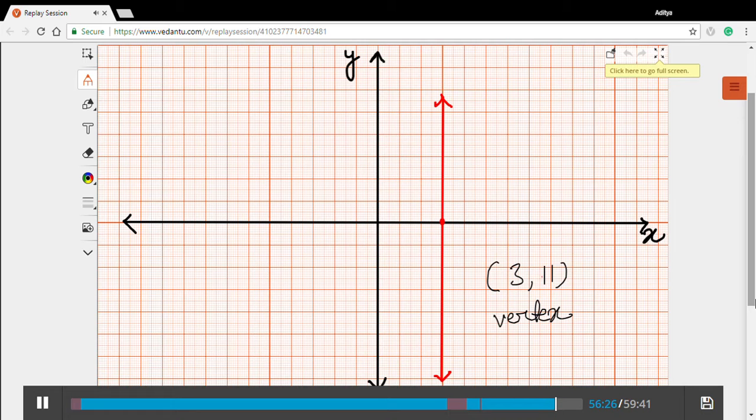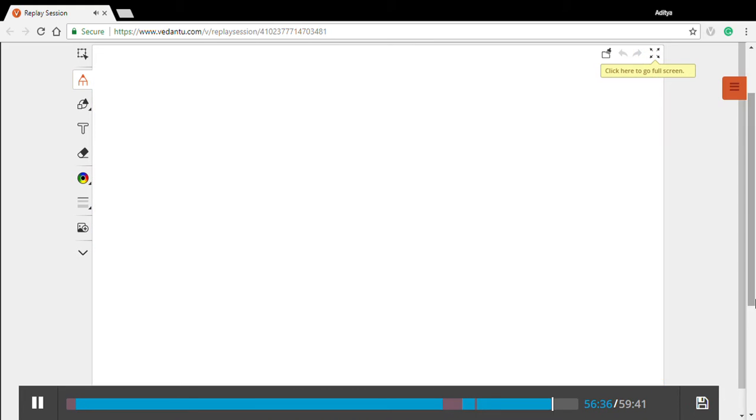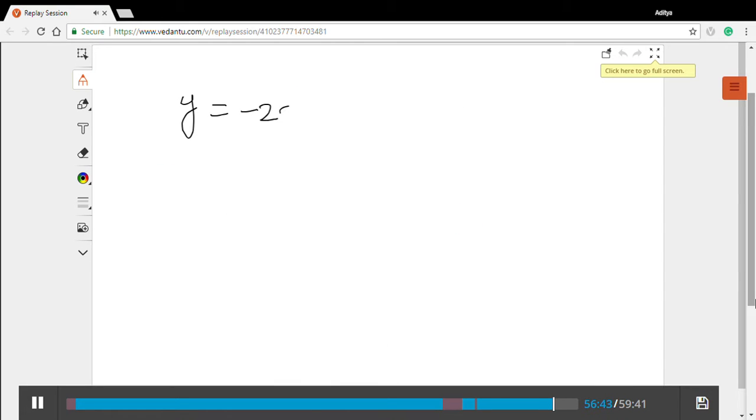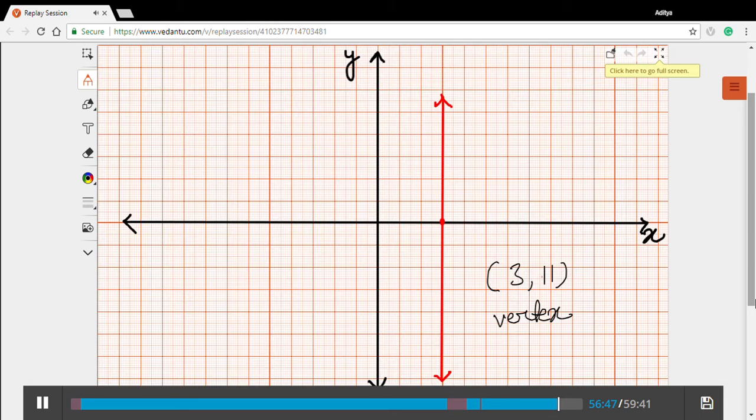Right now we have just an idea. So this is the vertex of the parabola, and we also have the axis of symmetry. Then we can have a few more points. Because we already have our equation, we have the equation as negative 2x squared plus 12x plus, is it 7? No, it's negative 7. Okay, no problem.